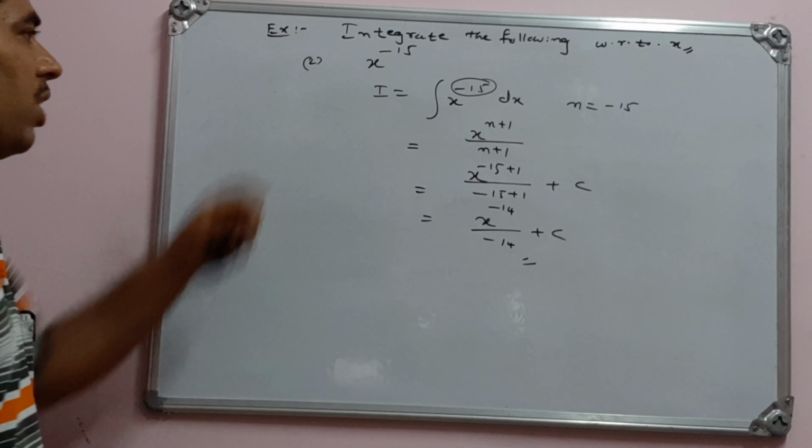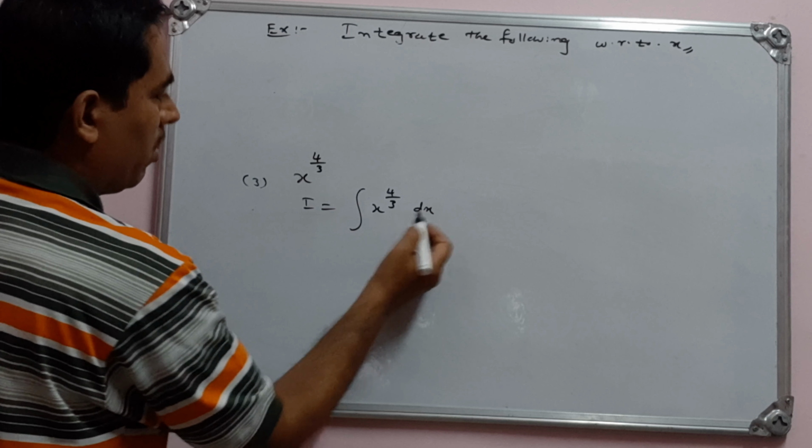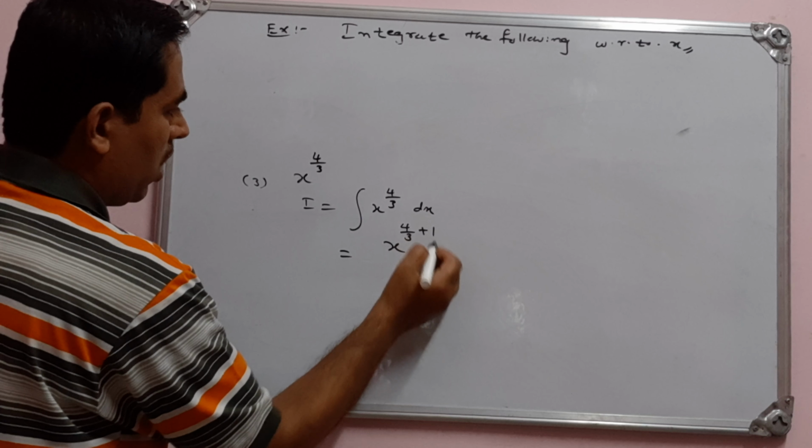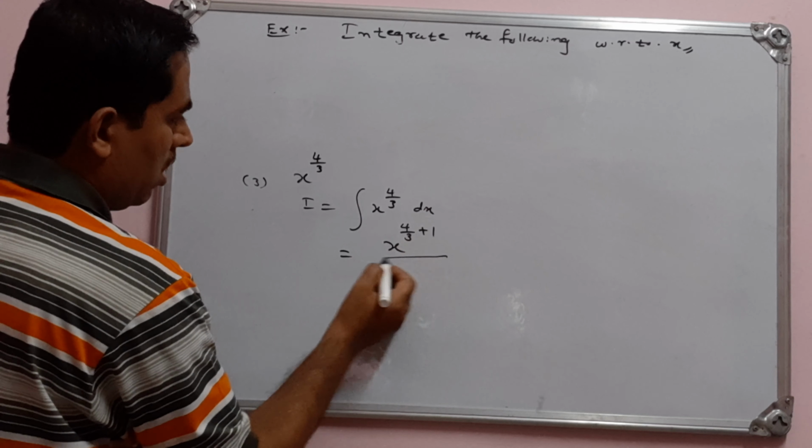So let us take x to the power of 4 by 3. Okay, let us integrate this. Let me call this I, integration of x to the power of 4 by 3 with respect to x. Then same power rule, x to the power of n plus 1 divided by n plus 1 plus c. We can write the formula, same formula, so I am not going to write it. So x to the power of 4 by 3 plus 1.